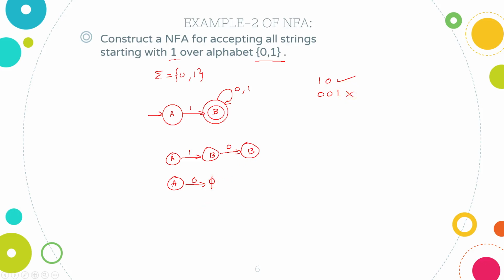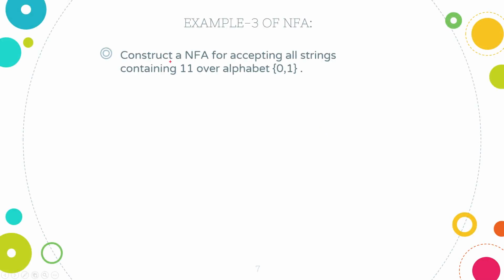Okay. Now what about, let's say, 1, 1. So let's say you are in state A, you get an input of 1, you go to state B. You get another input of 1, you are still in state B. Now is B a final state? Yes. So this string is accepted. So this was an example for constructing an NFA that accepts all the strings that are starting with 1 over the alphabet 0, 1. Alright. Now the next example is we have to construct an NFA for accepting all strings containing 1, 1 over the alphabet 0, 1.